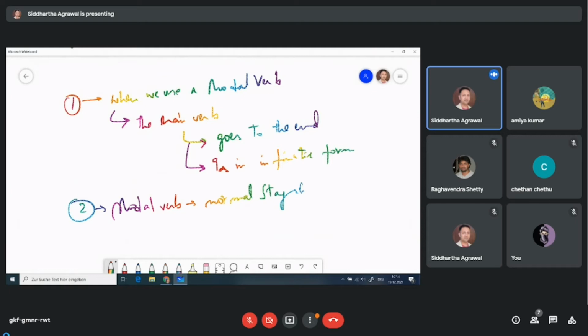So what was pending were three verbs: können, sollen, and wollen. So we will start with these ones now.